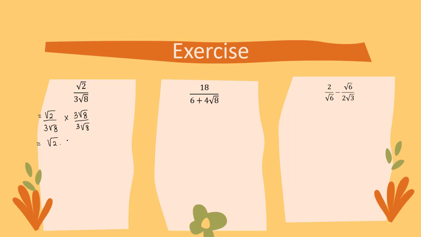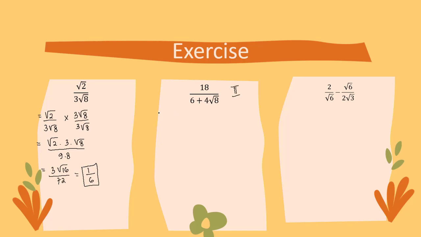Is equal square root of 2 times 3 times square root of 8 over 9 times 8. It's equal 3 times square root of 16 over 72. You can simplify into 1 over 6. So this is the answer.